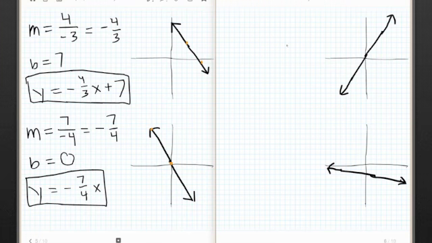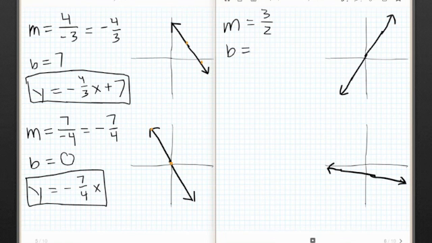Okay. Here, let's see if we can do this without drawing in points. You can see here the pattern. Up 3, right 2. Up 3, right 2. So, up 3, right 2. There's our slope. We're back to a positive slope.